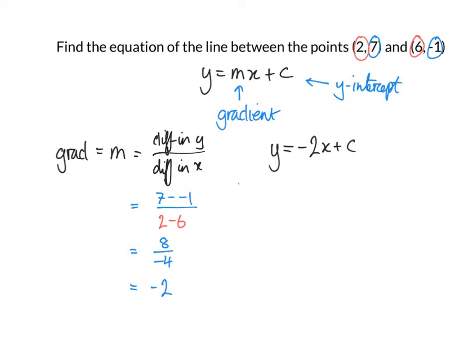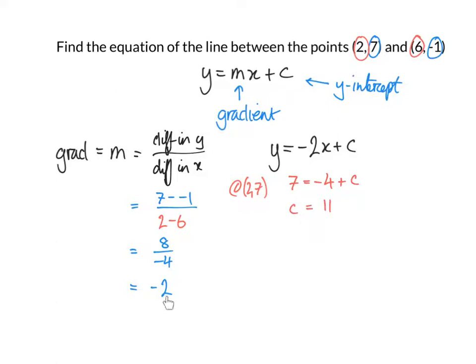So at 2, 7. So the x value here is 2 and the y value is 7. And we're going to fill these in for the x values and y values here. So let's see what happens. So the y value is 7 is equal to -2 times 2, which is -4, plus c. And we find then that c equals 11.